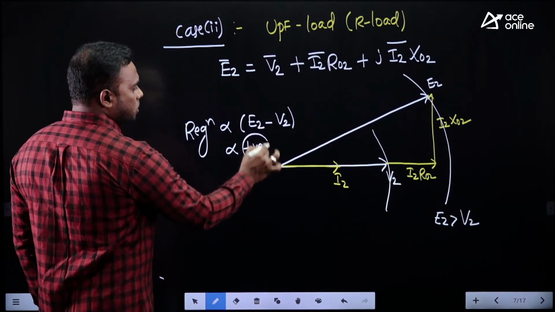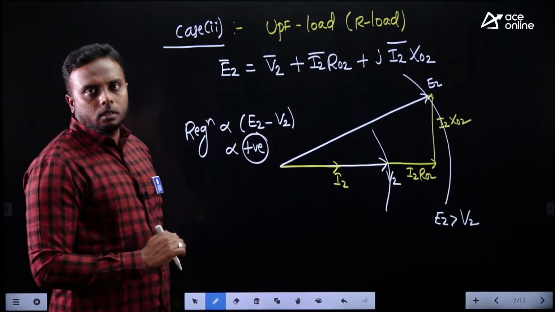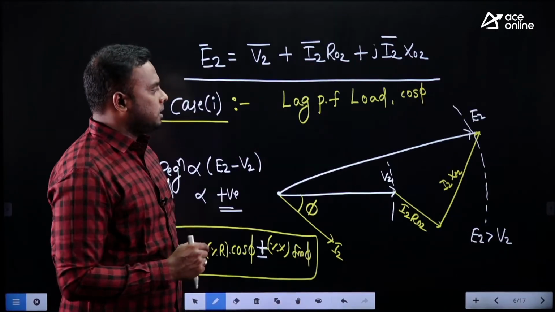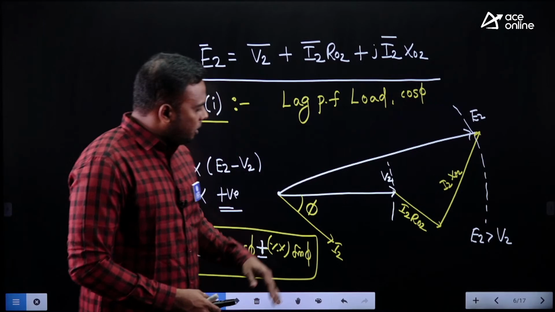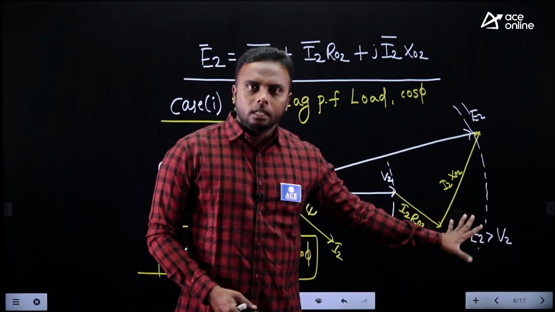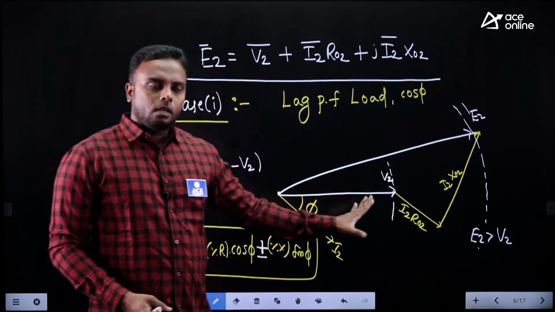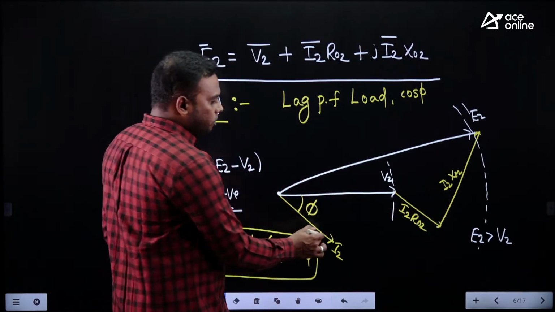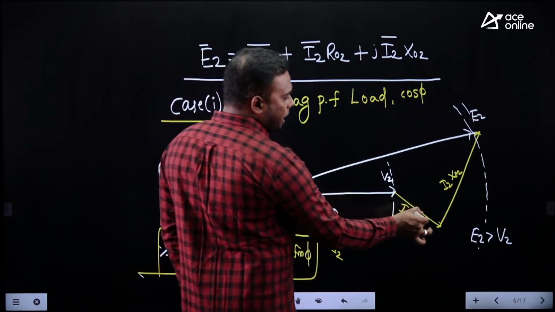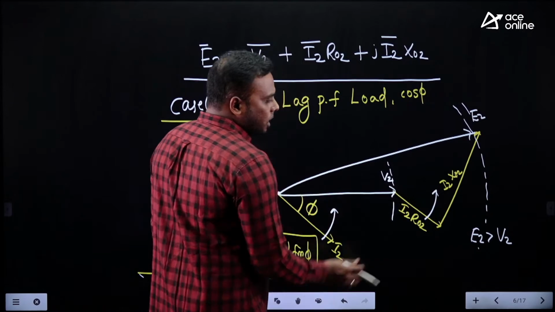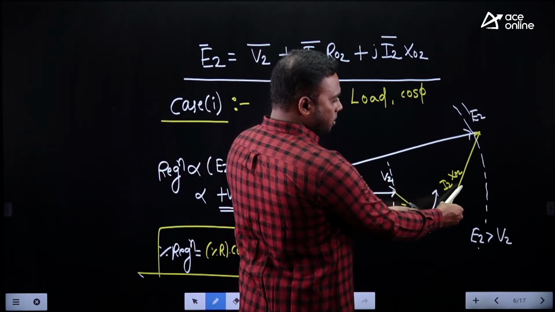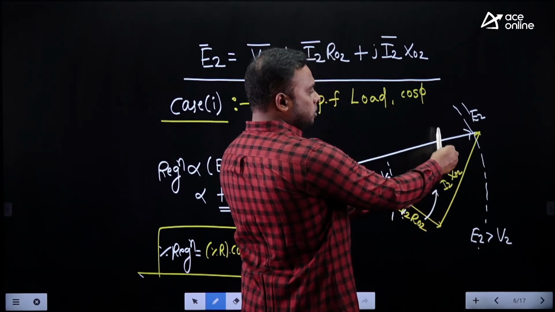But how much positive it is? Compared to previous, how much positive? More or less? So previously lagging power factor, check the diagram once, this one. Whenever the current I2 is here, this much is the E2 we got. So still E2 greater than V2 here, positive regulation it is. Now I2 is moving towards UPF like this. Whenever I2 moves in this direction, I2R02 also will move like this.